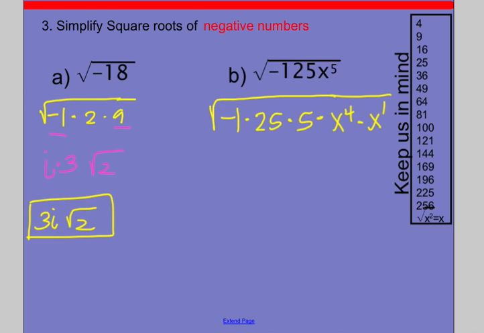All right, so let's simplify. Square root of negative 1, i. Square root of 25, 5. Square root of 5, can't do, so it stays underneath my radical. Square root of x to the 4th, so it's like a 2. So I would take 4 divided by 2, which gives me x squared. 1 is not evenly divisible by 2, so it stays underneath my radical. Here is my answer simplified.